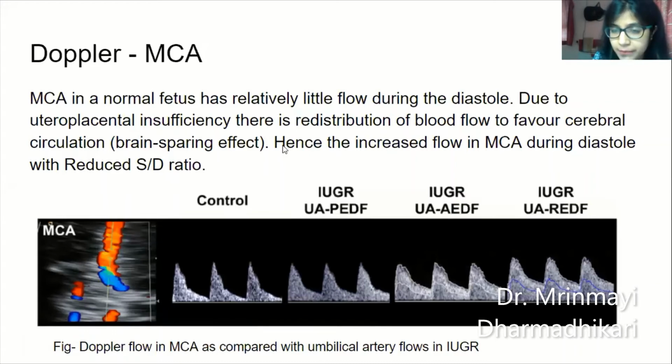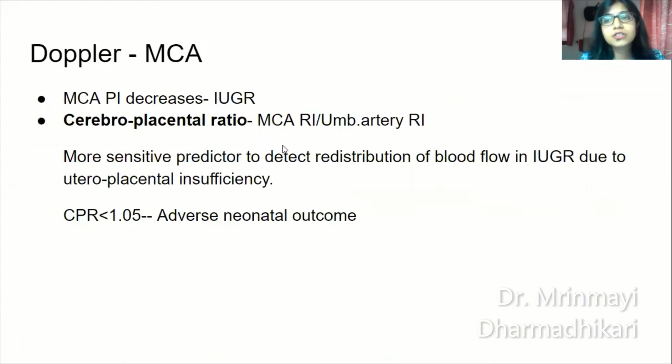the middle cerebral artery. So just to revise the changes in the middle cerebral artery, MCA PI decreases in IUGR, and cerebroplacental ratio. Now this ratio is also very important. It is the ratio of the middle cerebral artery resistance index and umbilical artery resistance index. It is a more sensitive predictor to detect redistribution of blood flow in IUGR babies due to uteroplacental insufficiency. The normal value of cerebroplacental ratio is more than 1. If it is less than 1.05, it is associated with an adverse neonatal outcome.